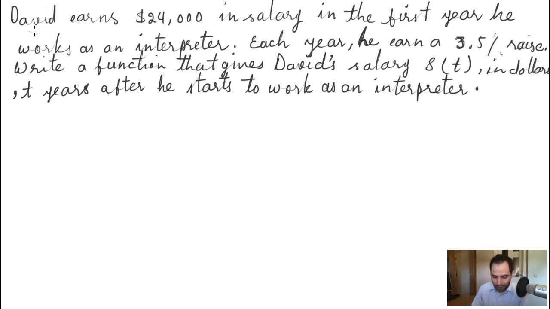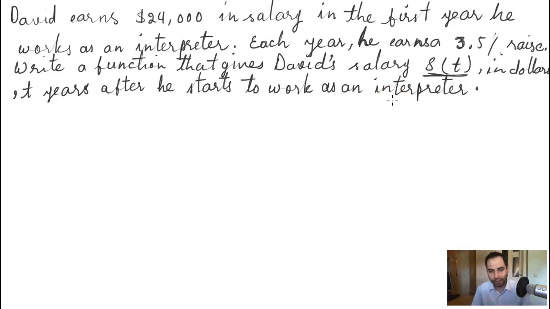So the question is, David earns $24,000 in salary in the first year he works as an interpreter. Each year he earns a 3.5% raise. Write a function that gives David's salary s of t in dollars t years after he starts to work as an interpreter.